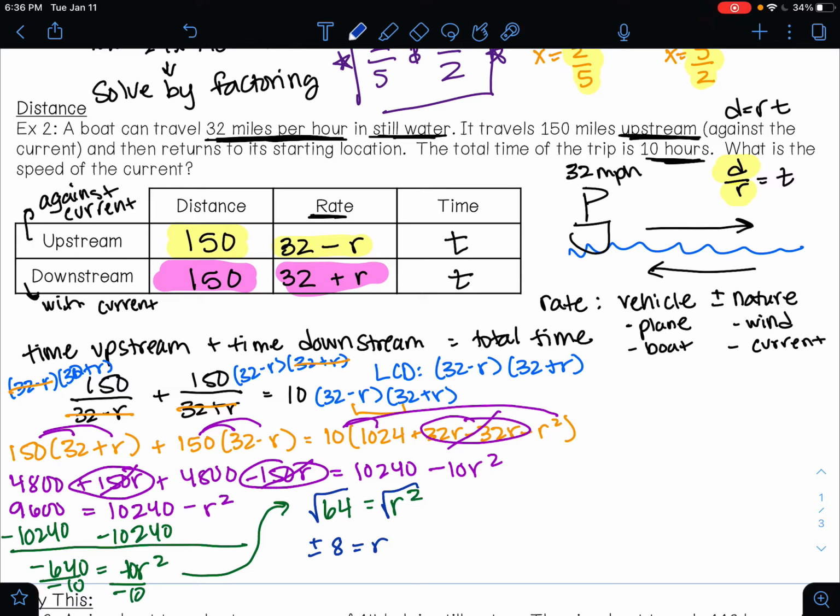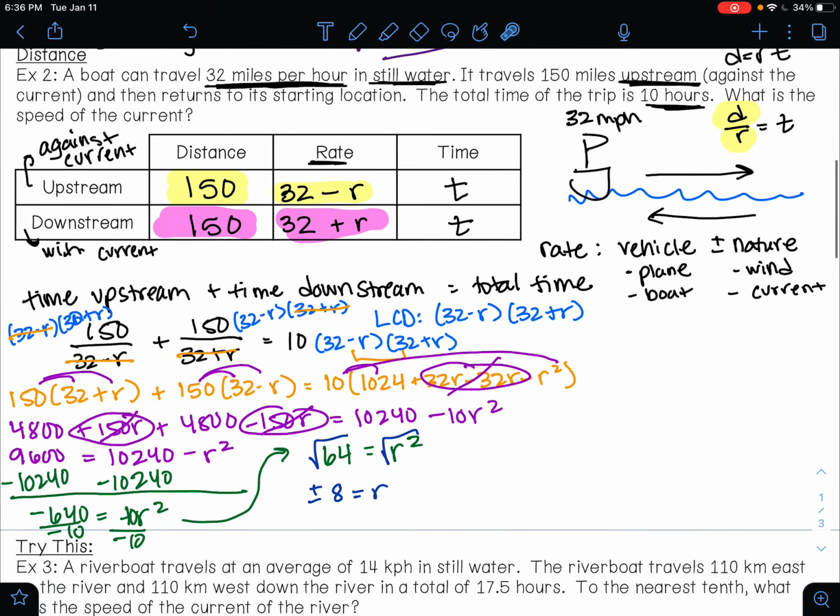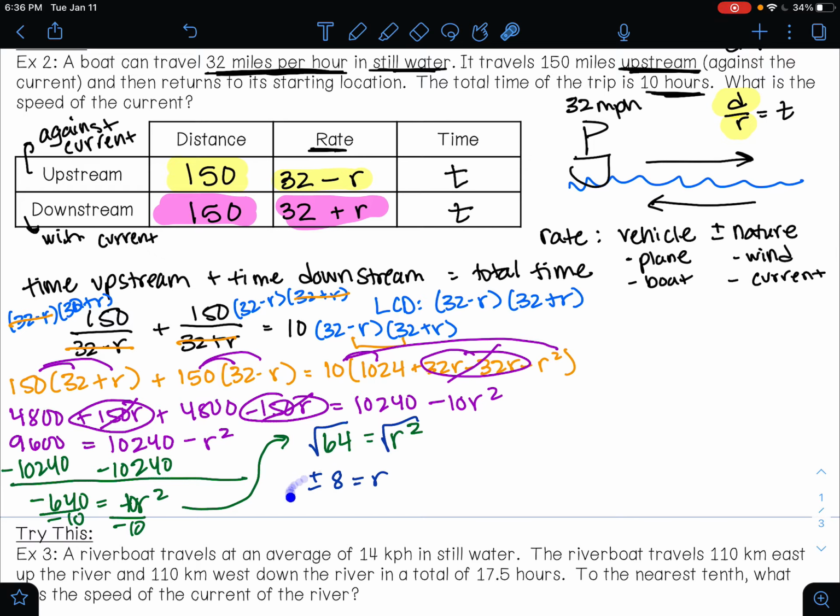So we have to think about what this means because we're doing this in terms of a word problem. So in terms of context, right? And so here, this is the rate of the current. Can the rate of the current be positive 8? Yeah, we could say that the rate of the current is 8 miles per hour. Could the rate of the current be negative 8? No, that wouldn't make sense to have a negative speed. So our solution is 8. Because that is what makes sense in the context of this problem. So the speed of the current is 8 miles per hour.